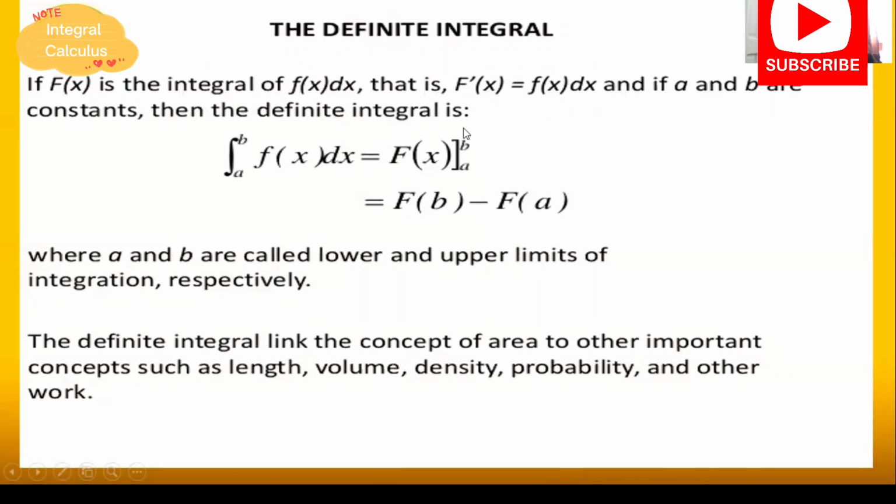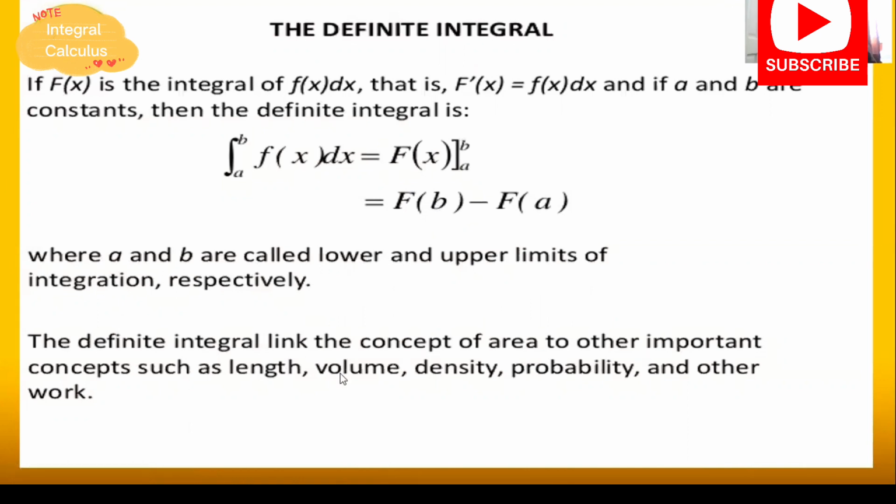So you can write it like this. The formula here is F of b minus F of a. You substitute the upper limit first minus the lower limit, where a and b are called the lower and upper limits of integration respectively. The definite integral links the concept of area to other important concepts such as length, volume, density, probability, and other work.